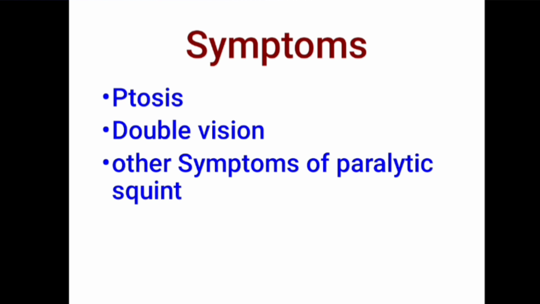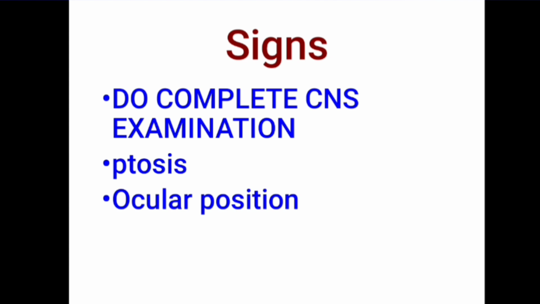So how will the patient present? If it is an evolving third nerve palsy, or if the eyelids are spared, then the patient can have double vision. It can be either complete ptosis or partial ptosis. The patient can experience other symptoms of paralytic squint like nausea and vomiting. Moving on to signs: whenever you have a cranial nerve palsy as your case, you should always do a complete CNS examination, which includes examination of all the cranial nerves along with the cerebellar signs also.